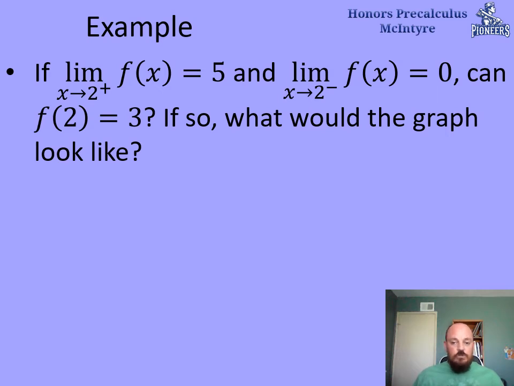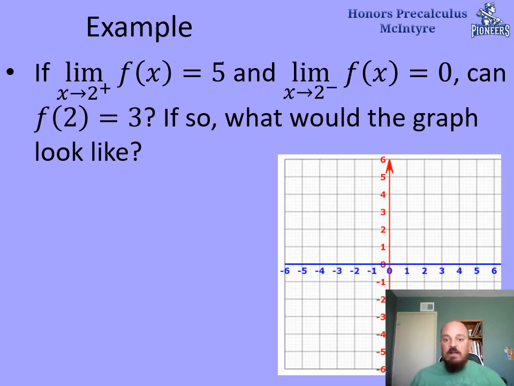Can f of 2 equal a completely different number, 3? Can it be something completely different than the 5 and the 0? If so, what would the graph look like?